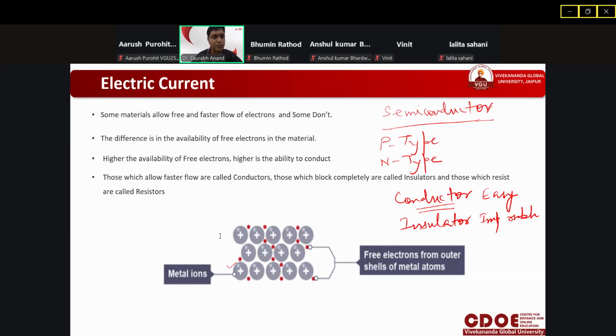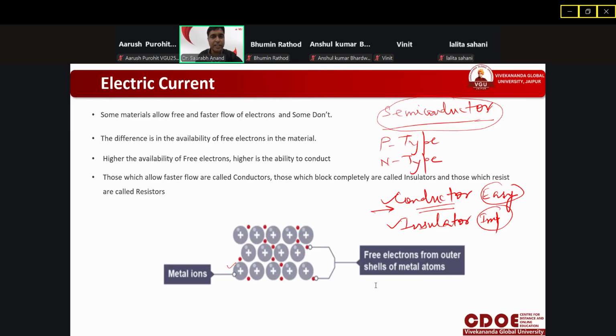Means there is no flow of electrons. That is why there is no current, because current is due to flow of electrons. So there are no electrons moving in insulator. That is why there is no current. The conduction is not possible in insulator. So in conductor it is easy, in insulator it is impossible. But semiconductor is the material that falls between these. Here, the flow of electrons is neither easy nor impossible.